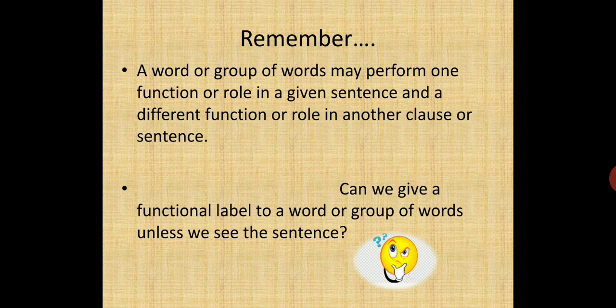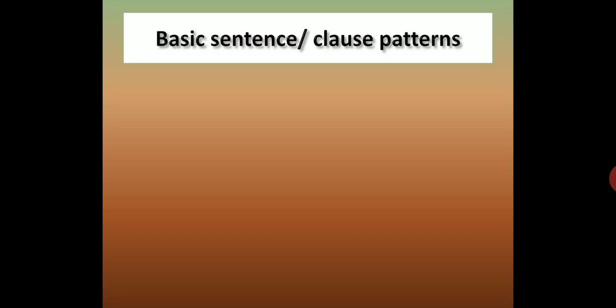So your previous question, can we give a functional label to a word or a group of words unless we see and understand the sentence? No, we cannot. We have to understand the structure and the semantic or the meaning of the sentence to give a functional labeling to a sentence. So based on this will be our study of sentence patterns in English. We can start with the simplest pattern and explain a few others which will help you identify any complex sentence in English. Let's look at the smallest sentence in English.